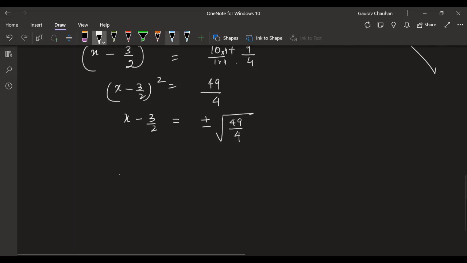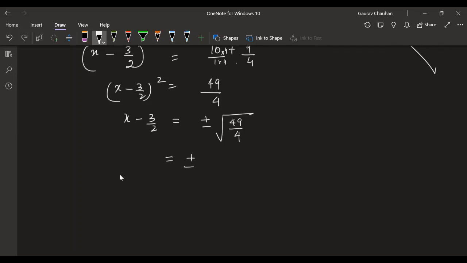Now Dinesh did one interesting mistake. What Dinesh did, he's cutting this and writing 7/2. Can you cut it? Can you simplify it? It's not simplification. They have no common factors, sir. 49 is 7 into 7. Denominator is 2 into 2. You cannot simplify. You're not simplifying. You are taking the root of that.